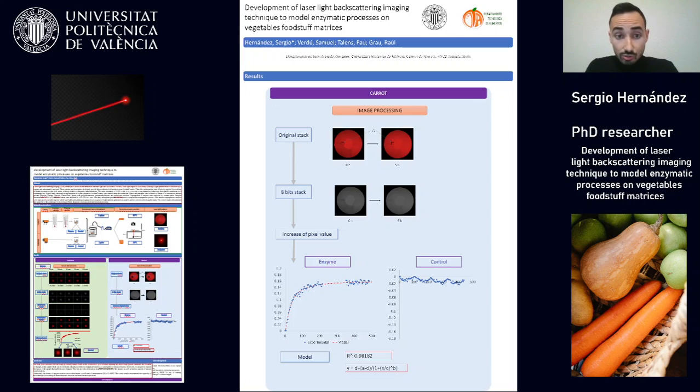Once again, control samples did not present significant changes, and the laser light pattern remained unchanged. However, as expected, enzyme-treated samples suffered significant changes. This evolution of gray values of the pixels was modeled following the equation shown below, with a coefficient of determination of 0.98. Again, most of the changes occurred in the first stage of the enzyme process.